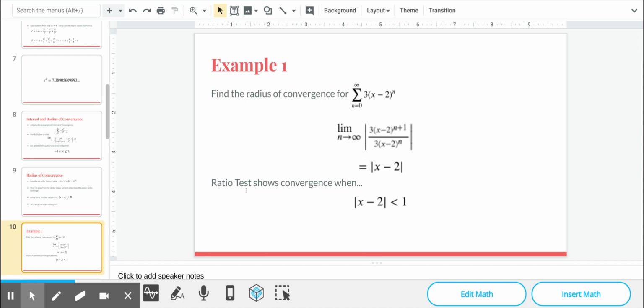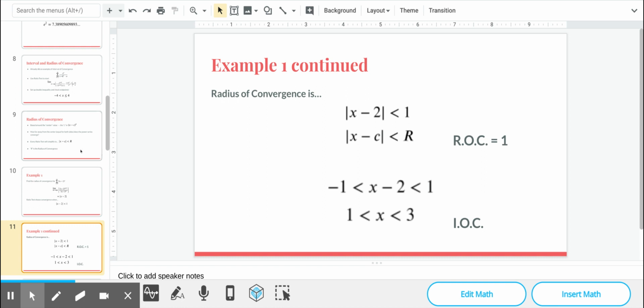I know that the ratio test shows convergence when its result of the limit, so whatever's left after the limit, is less than 1. And so the absolute value of x minus 2 has to be less than 1 in order for this power series to converge. And again, we're looking for the x values for which this converges. But really what I'm talking about right now is the radius of convergence.